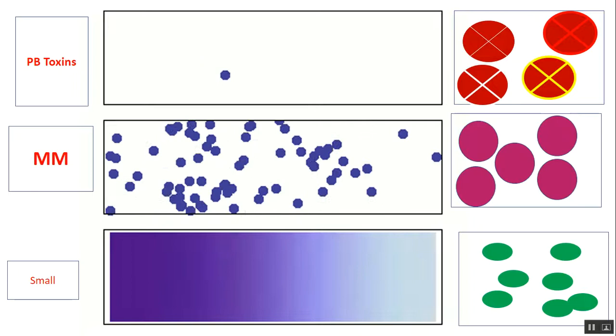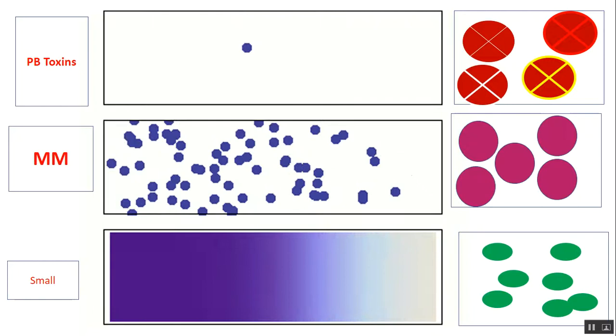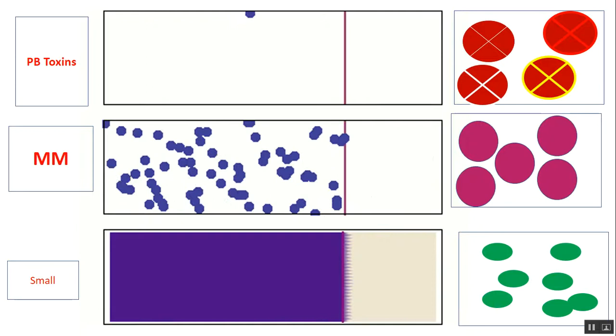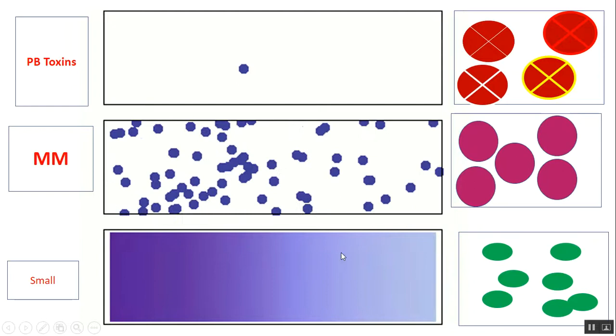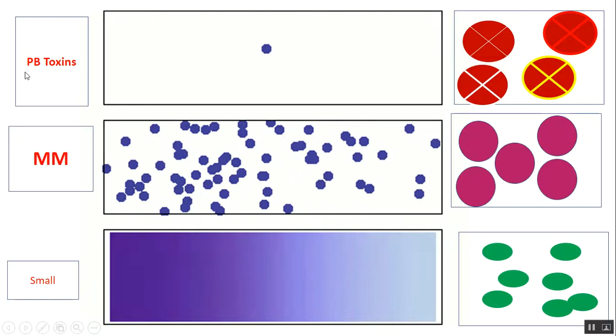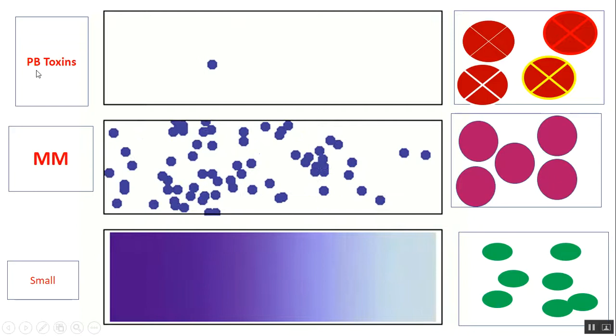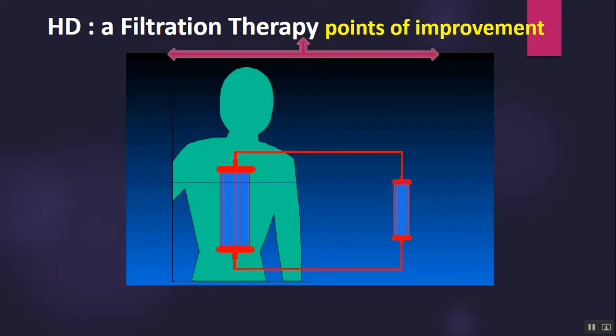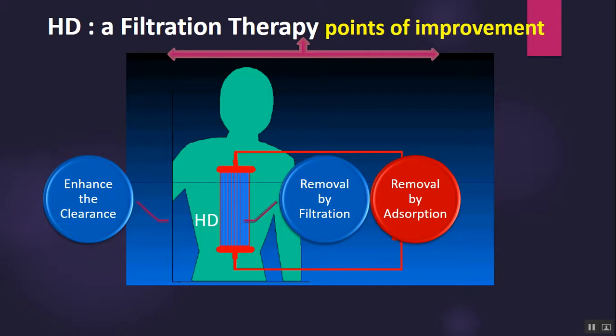That diagram illustrates hemodialysis using conventional hemodialysis with high flux. We can effectively remove the small solutes, small molecular weight toxins. We can remove the middle molecules as well, but the protein-bound toxins are still retained because they are very big molecules which cannot be removed easily by any hemodialysis therapy up till now. Hemodialysis is a filtration therapy resembling the glomerulus, and we can remove by clearance, removed by filtration, and 17% by adsorption into the membrane.